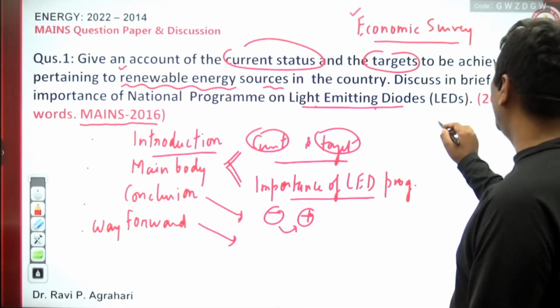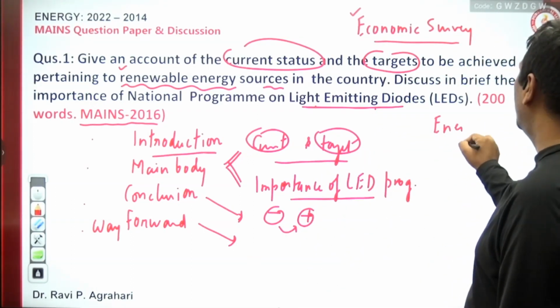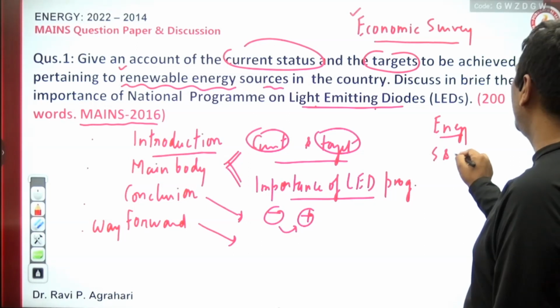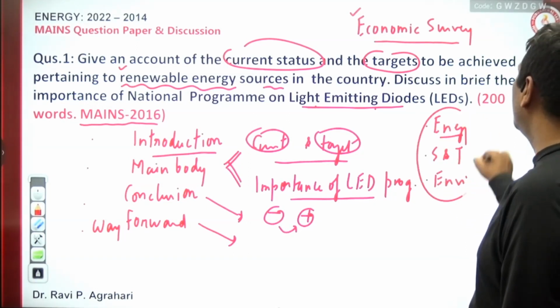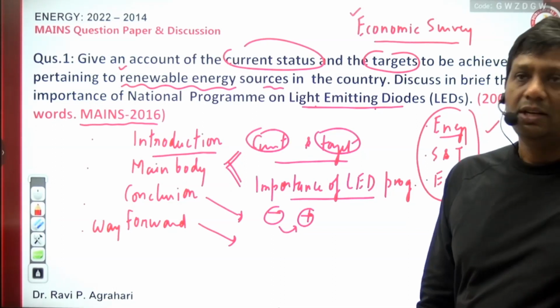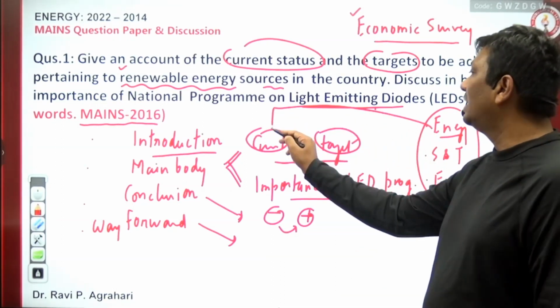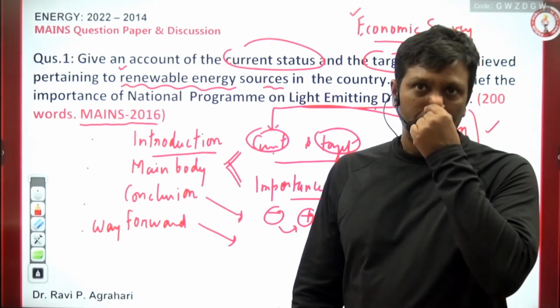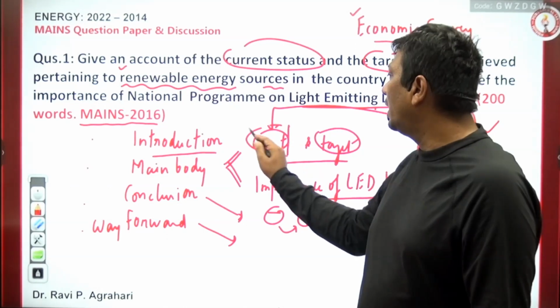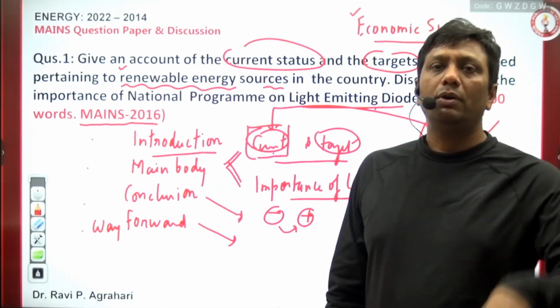One chapter is on energy, the second chapter is on science and technology, and the third chapter is on the environment. These three chapters are published every year in the Economic Survey. The energy chapter gives the current status of all energy sources in India.